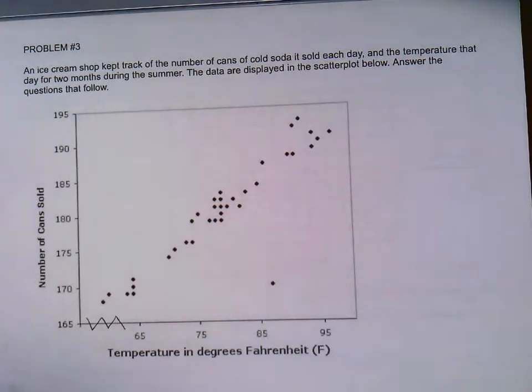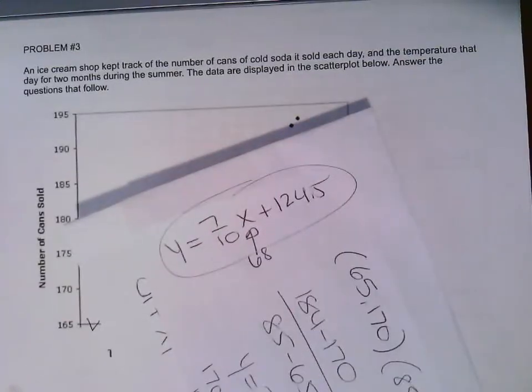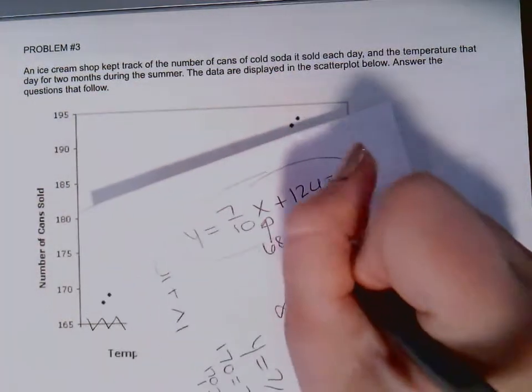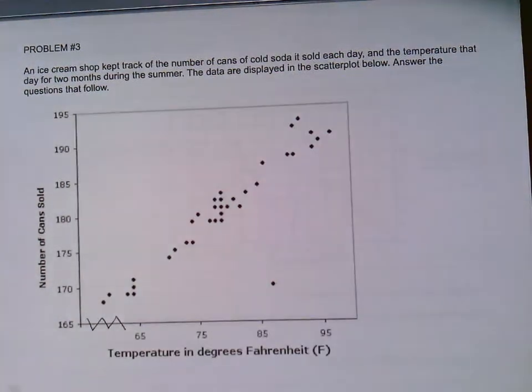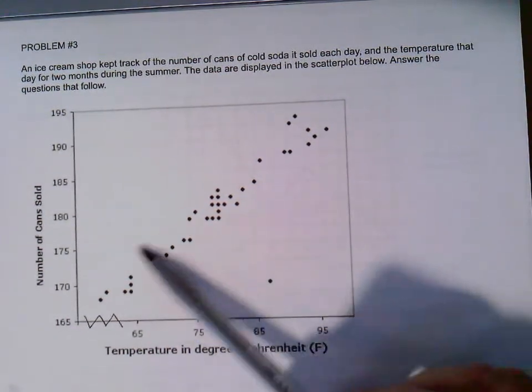All right, so now use your equation to estimate the number of cans sold when the temperature is 68. So go ahead and plug in 68 and see what you get. 68 times 7/10, so times 0.7, plus 124.5 comes out to 172, so about 172 cans. Does that seem reasonable? 68 degrees, yeah, 172 cans would fall right on our line.